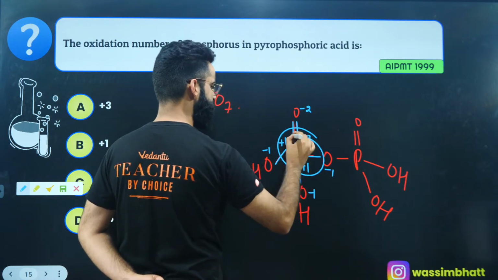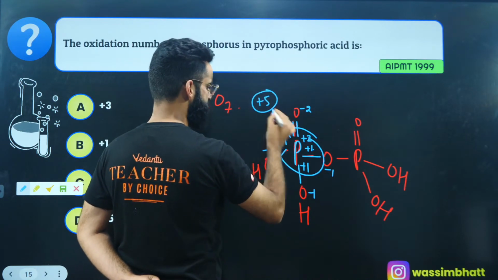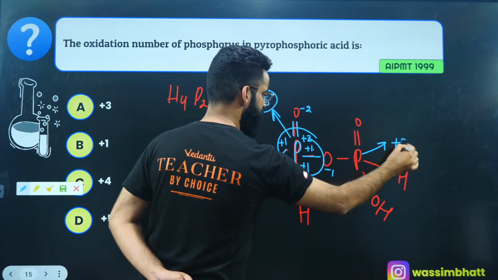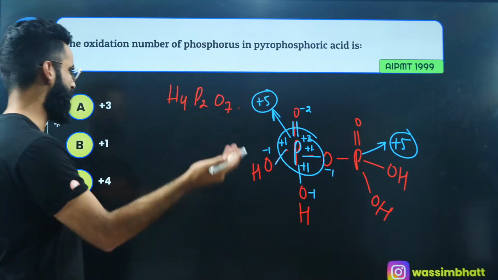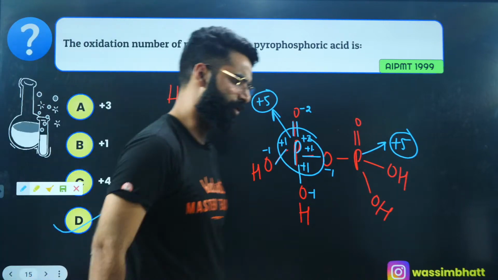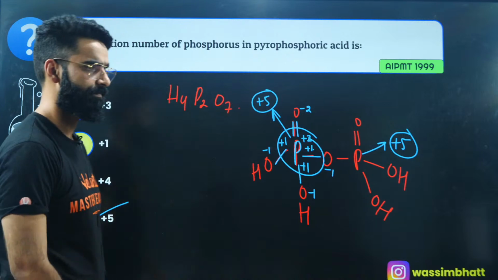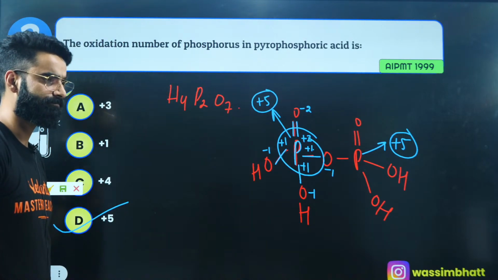So what is the net charge present on this phosphorus? 2, 3, 4, 5. Plus 5 is the oxidation state of this phosphorus, and similarly, plus 5 is going to be the oxidation state of this phosphorus. So what is the average oxidation state of phosphorus? It will come out to be plus 5 only. Absolutely, you all are perfectly right. It's going to be option D, which is the correct answer of this question, right? Yes? Perfect.